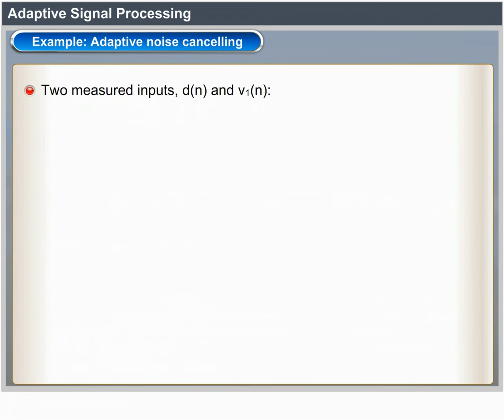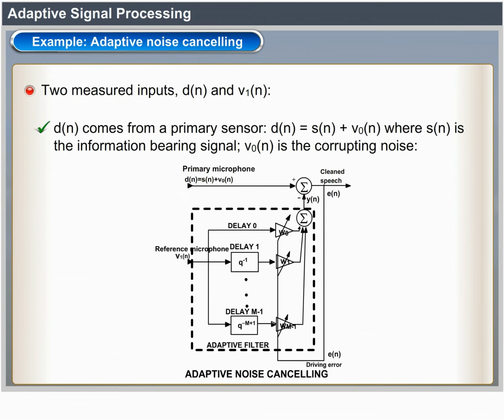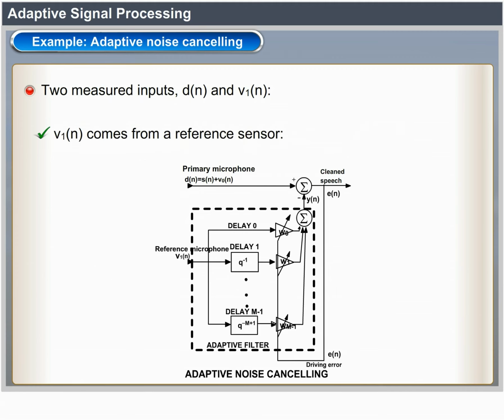Two measured inputs: D of n and V1 of n. D of n comes from a primary sensor, D of n equal to S of n plus V0 of n, where S of n is the information bearing signal, V0 of n is the corrupting noise, and V1 of n comes from a reference sensor.